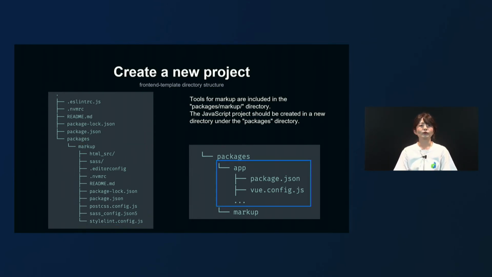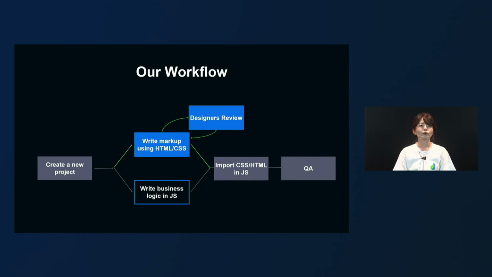If you develop a SPA or SSR application like React or Vue, create a new directory under packages. Thus, by separating package.json for markup and JavaScript, control of dependencies becomes a little easier. Now the project is created. Let's do the HTML and CSS markup.